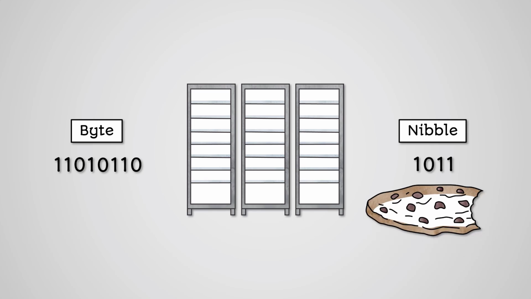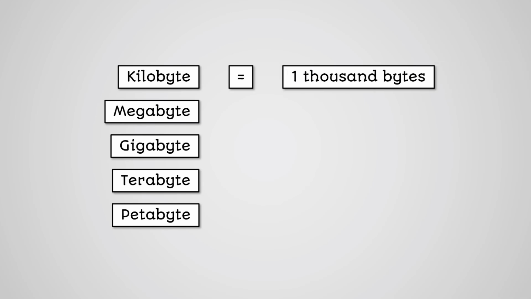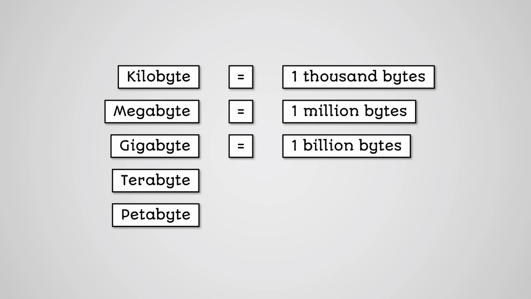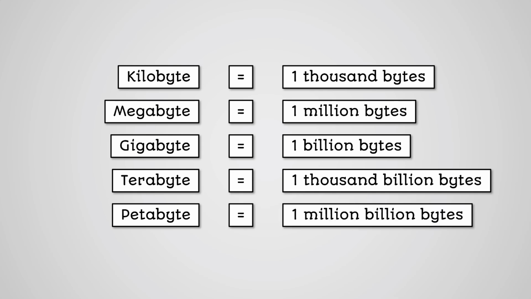In fact, bytes are still much too small a unit of data in most cases. Instead, we group bytes together. For example, a kilobyte is 1000 bytes. A megabyte is 1 million bytes. A gigabyte is 1 billion bytes. A terabyte is 1000 billion bytes. And a petabyte is 1 million billion bytes.